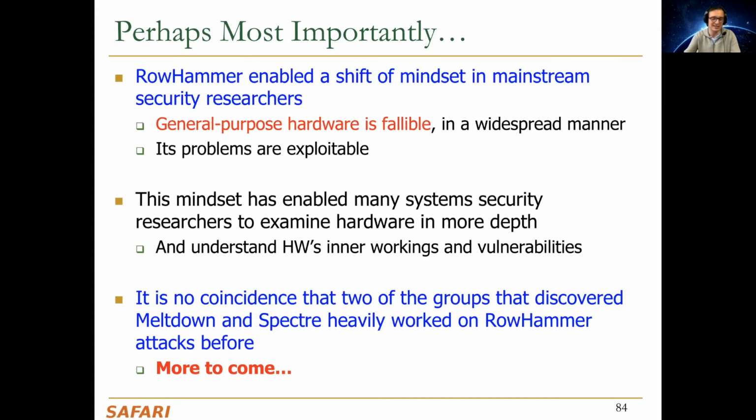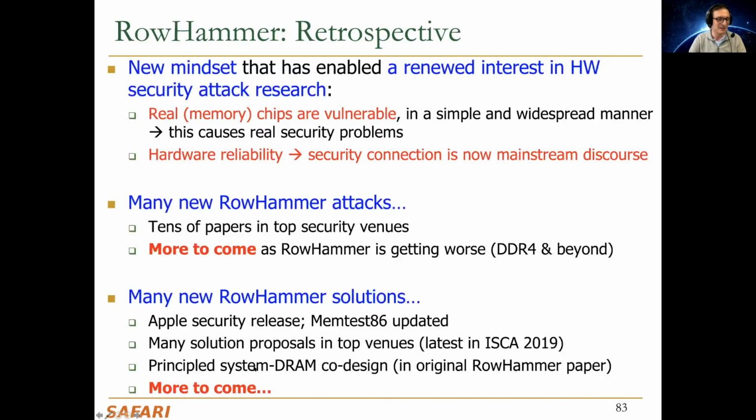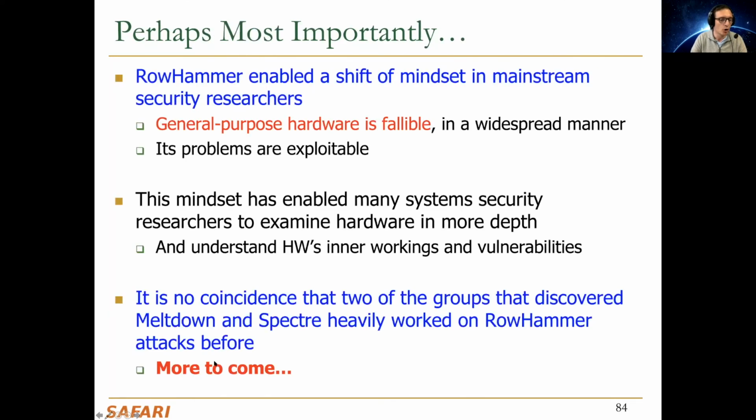In fact, we've seen it. This slide I prepared actually 2 or 3 years ago. I think it was 3 years ago I prepared the slide. And since I wrote the slide, all of these more to comes have been correct. So basically, I predicted the future correctly. There were more RowHammer attacks. There were more RowHammer solutions. And there were more microarchitectural attacks inspired by Meltdown and Spectre, which were inspired by RowHammer before.